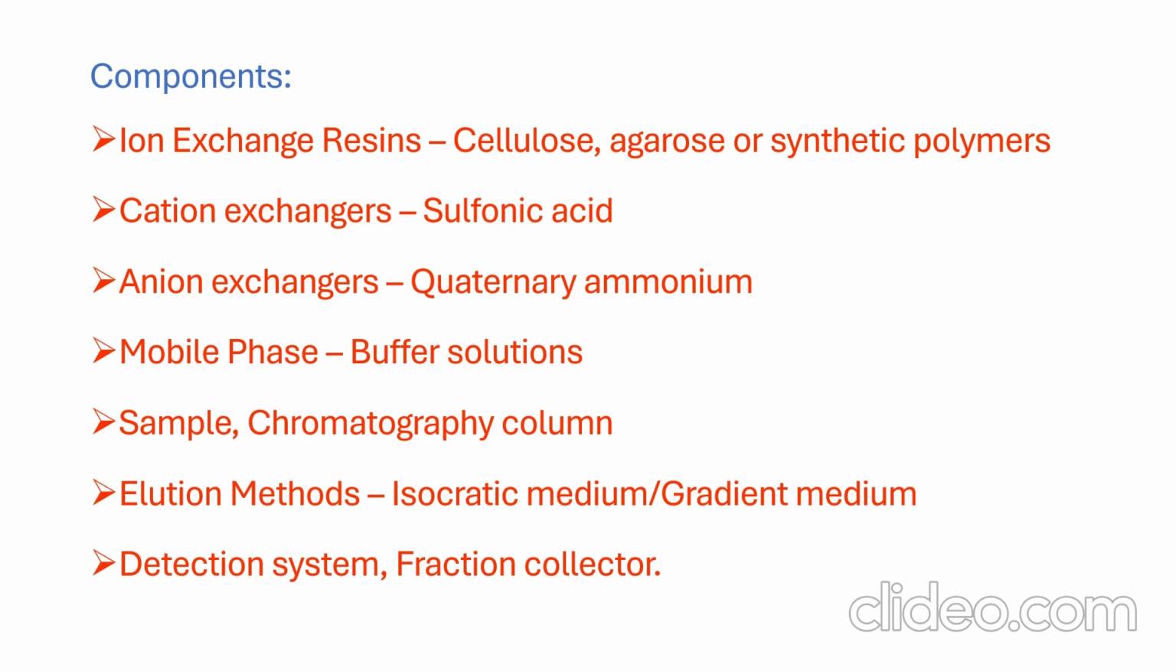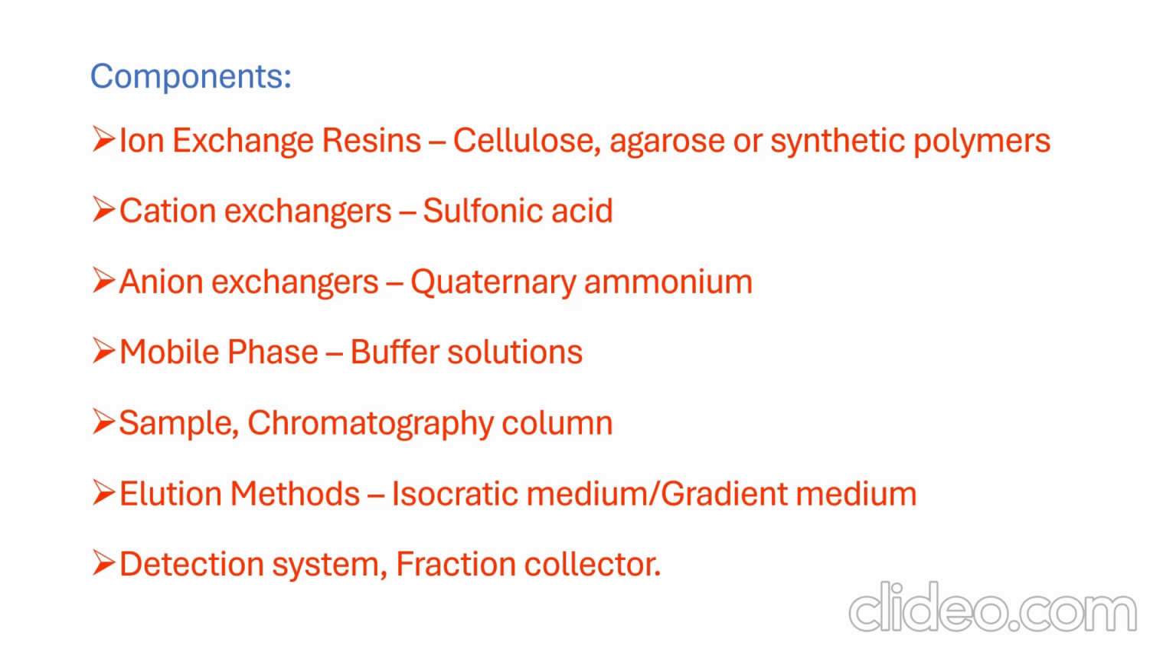Buffer solution, it acts as a mobile phase. It is used to maintain a constant pH and ionic strength during separation. Buffers also help in eluting the bound molecules by altering the ionic strength or pH. Sample is the mixture of molecules to be separated, typically dissolved in a compatible buffer. Chromatography column contains the packed resin through which the sample and buffer flow. It can be either glass, plastic or metal depending on the application.